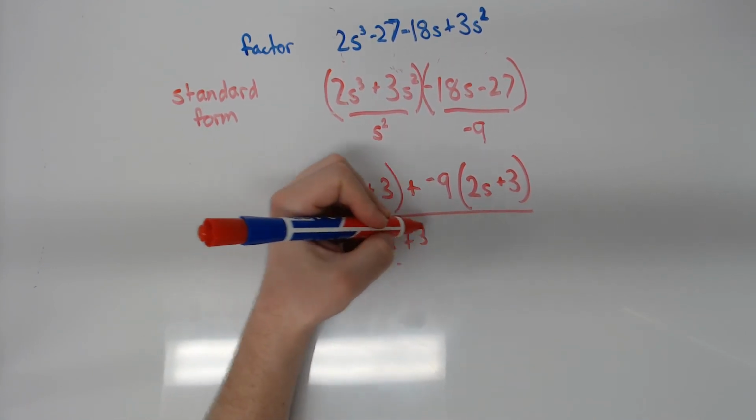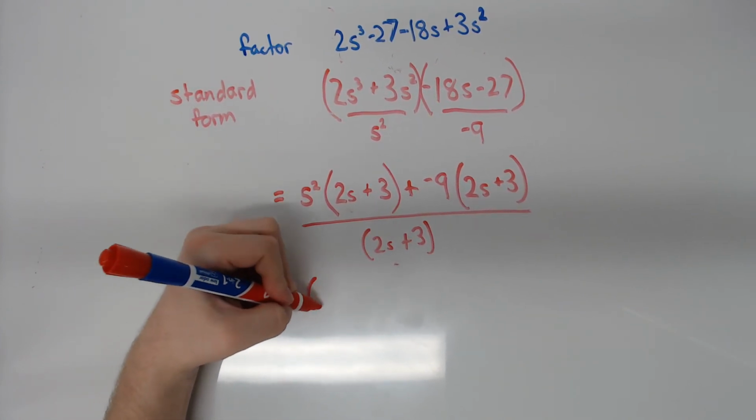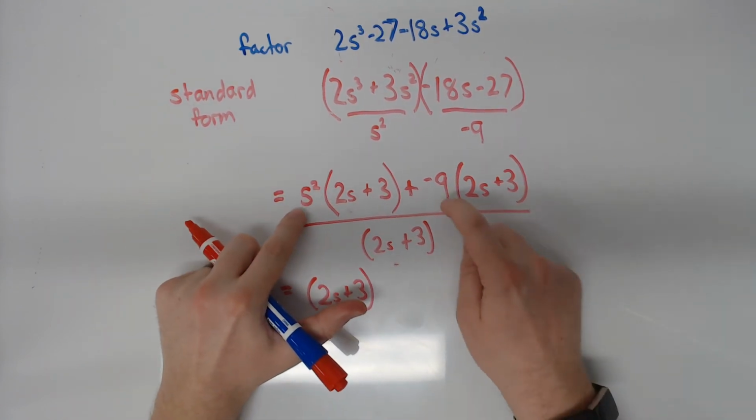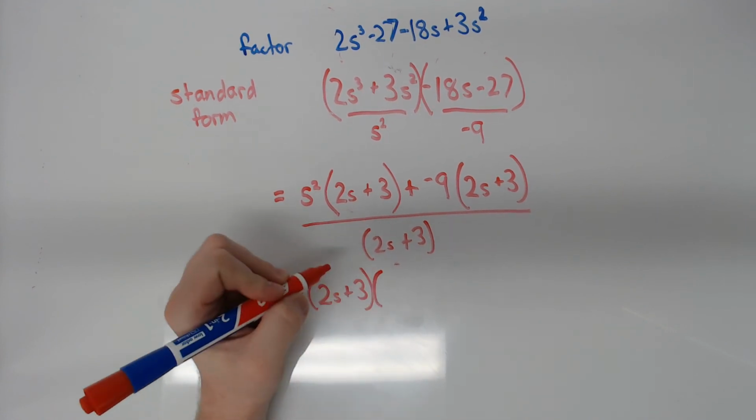Factor out the common parentheses. I'm left with 2s plus 3. And then my stuff in front of parentheses, s squared plus negative 9, or s squared minus 9.